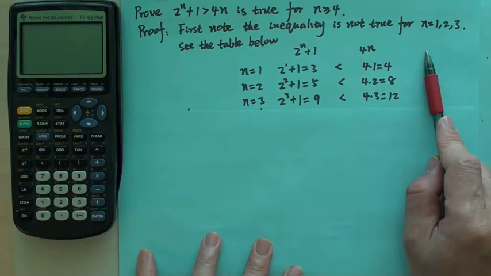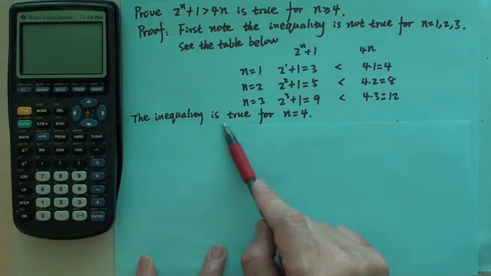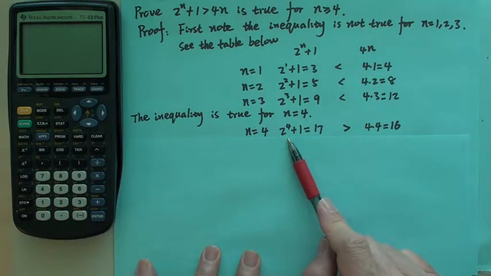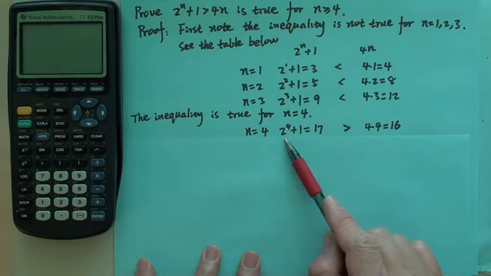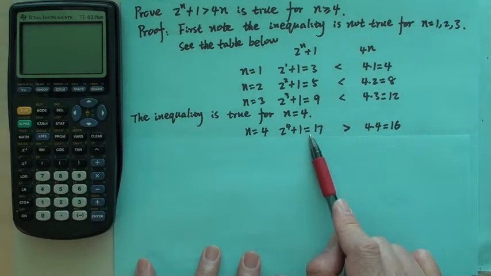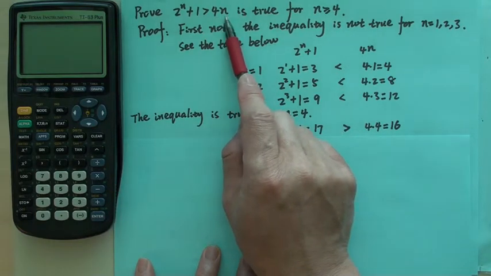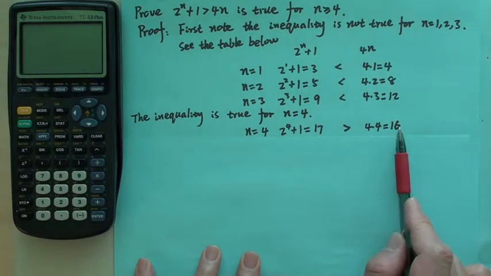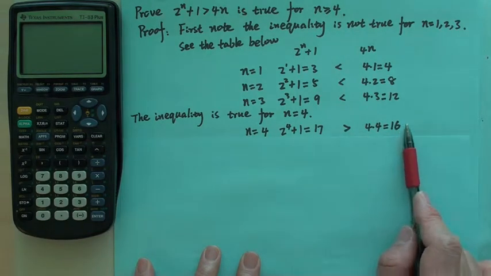Starting with 4 is going to be correct. And here is the proof. The inequality is true for n equals 4. You may try it: plug in 4 here. 2 to the 4th is 16, and 16 plus 1 is 17. Now, the right-hand side is 4 times 4, which is 16. Of course, 17 is greater than 16. So this inequality is true for n equals 4.